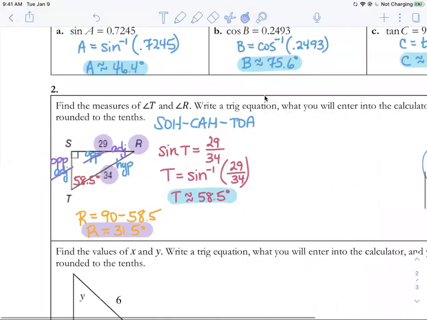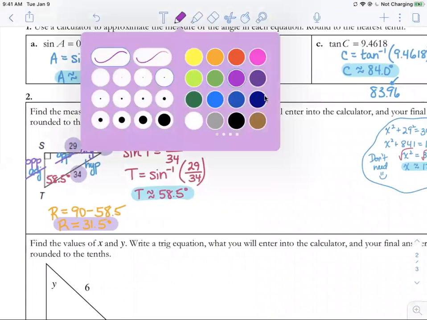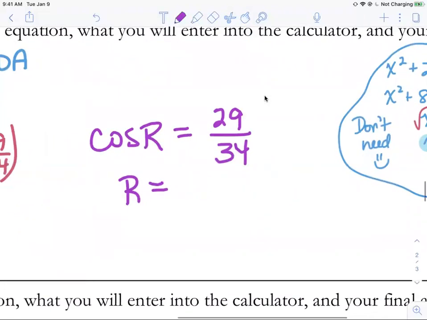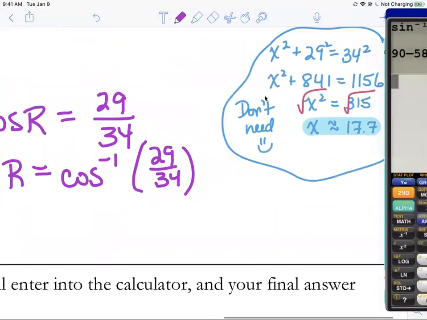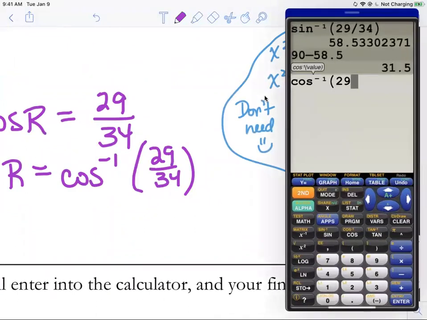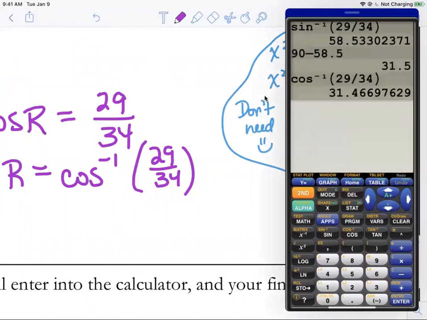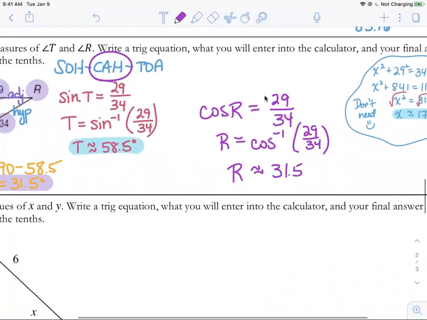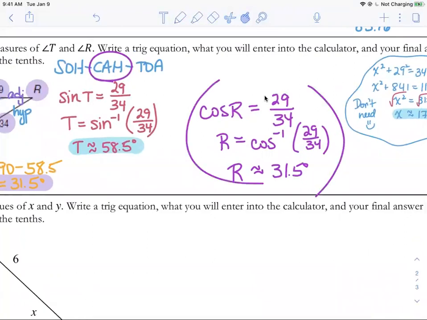Okay, so could you do trigonometry? Yes, you could do the cosine of R is adjacent, which is 29, over hypotenuse, which is 34. Cosine is adjacent over hypotenuse. And then R would be the inverse cosine of 29 over 34. Type that in your calculator. Inverse cosine 29 over 34. 31.5. Okay, it would give you the same answer. Extra work, not necessary. 31.5 degrees. It would work, just not really necessary.